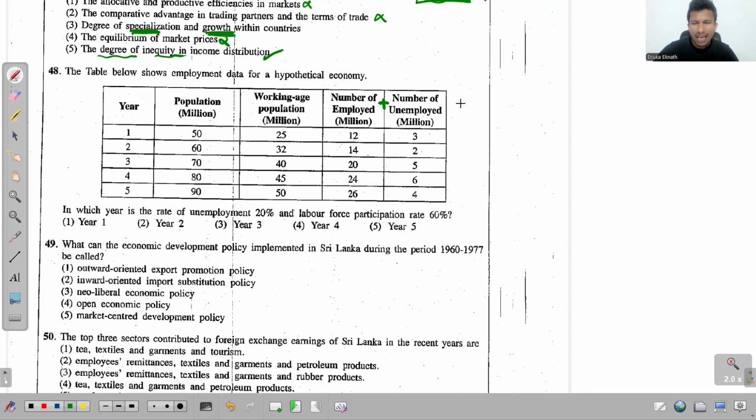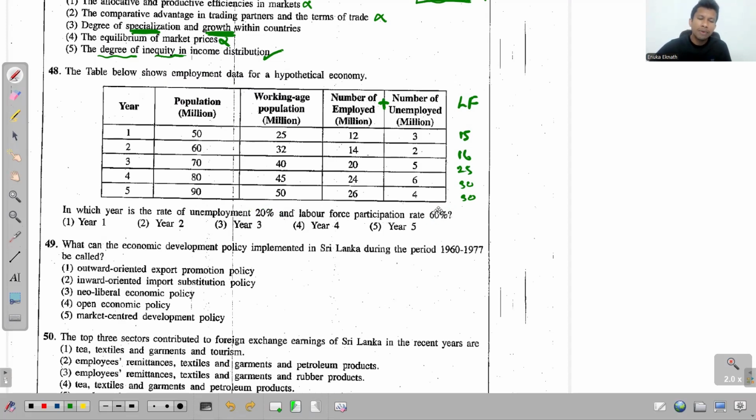If you just calculate the labor force in this country, what are the values you get? We get 15 here, we have 16, we get 25, we get 30, again we have 30. Those are the values coming for the labor force in each year. And if you look at the real requirement of the question, it says in which year is the rate of unemployment 20% and the labor force participation rate is 60%.